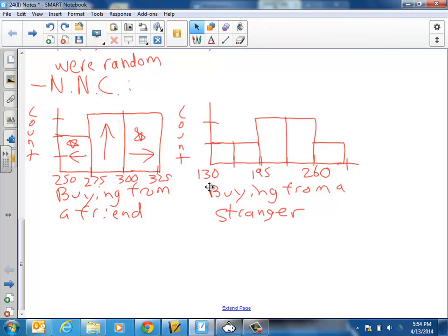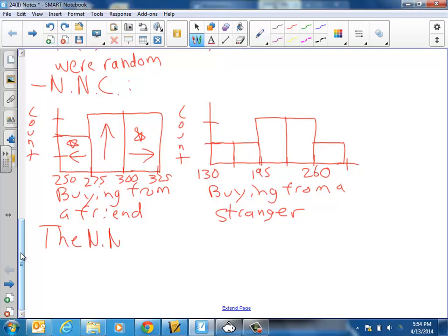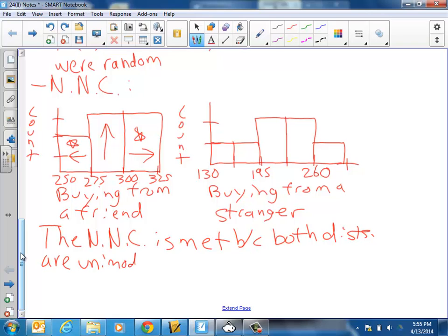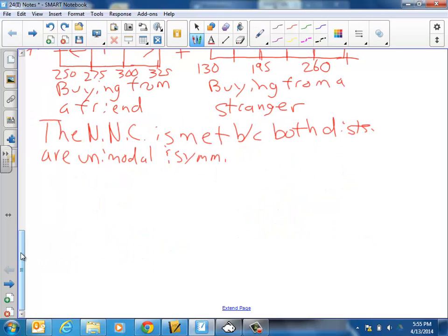All right, so let's finish this out. Remember that with the nearly normal condition, it's not just enough to make your histograms. You need to say that the condition is met because both distributions, both samples are unimodal and symmetric. The abbreviation here, NC, is met because both distributions are unimodal and symmetric. Okay. All right, so we're done with the conditions on the mechanics here. I'll do this in blue. This is the heart of the problem.